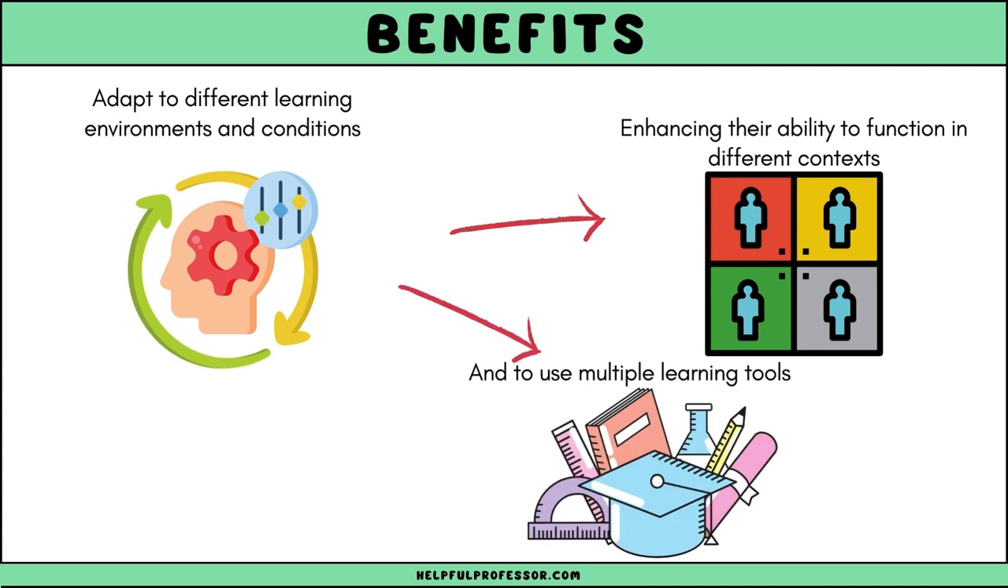On the right are two graphics. The top graphic shows a 4-quadrant grid in red, yellow, green, and gray, each with a human icon inside. The label reads, enhancing their ability to function in different contexts. The bottom graphic shows a collection of learning tools such as books, a ruler, pencil, notebook, and beaker. This is labeled and to use multiple learning tools.